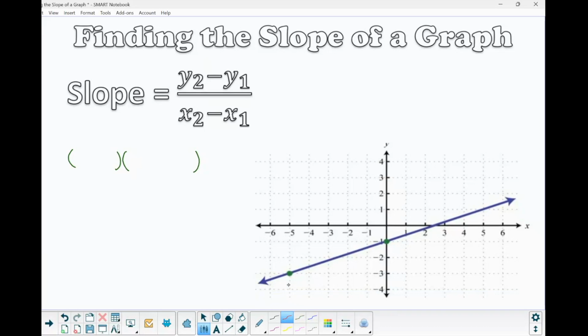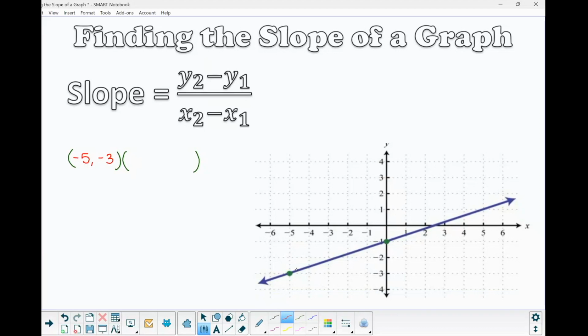Alright, now some graphs will have the points pointed out for you. Others, you might have to find the points. You want to make sure it's on a spot on the line where you can tell exactly what that point is. No decimals, none of that. So these 2 points that are pointed out for me are exact points. I know this is going to be -5, -3. So that's my first point, -5, -3.